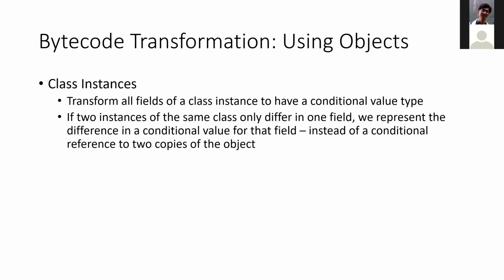So for class instances, basically the fields will change to a conditional value type. So for example, if 2 instances of the same class differ in one field, then we represent the difference in the conditional value for that field. So we do this instead of a conditional reference to 2 copies of the object. We do this so that we can share.